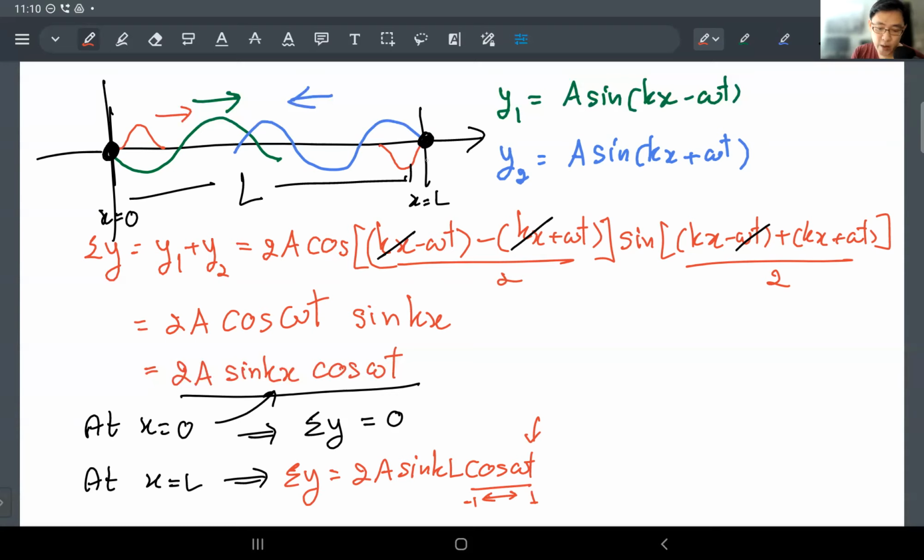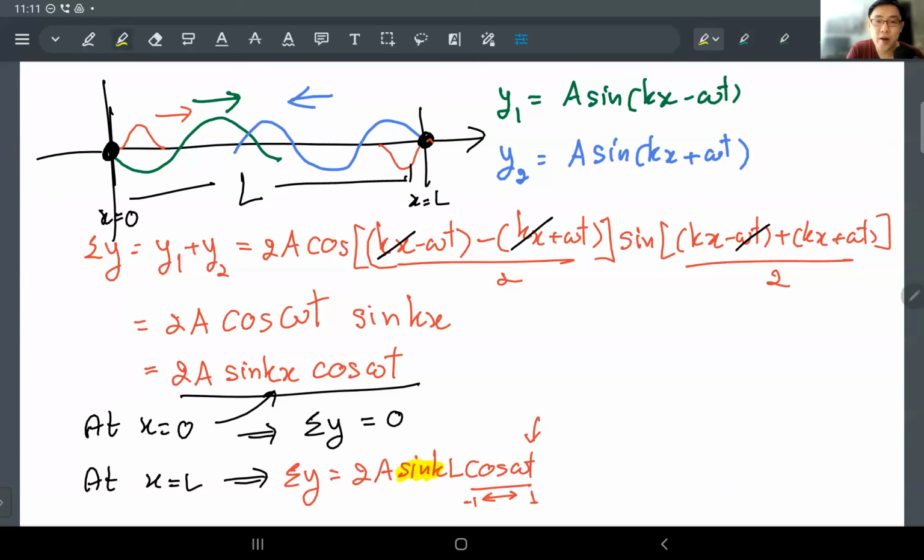Because at x equal to L, you cannot have any displacement as well. And this is where the fun begins. You cannot do anything with the cosine omega t term because there's time built into it. So you cannot turn this into 0. You cannot force the time, right? So the only thing left for you to force is the first term that you have left here.